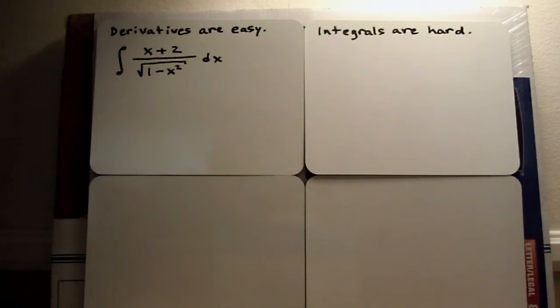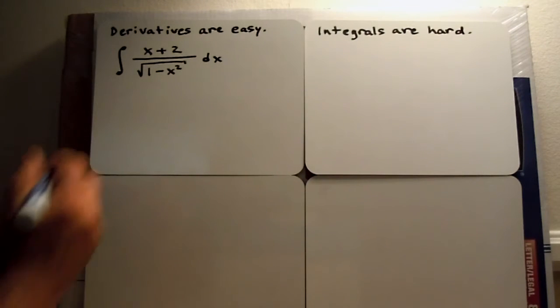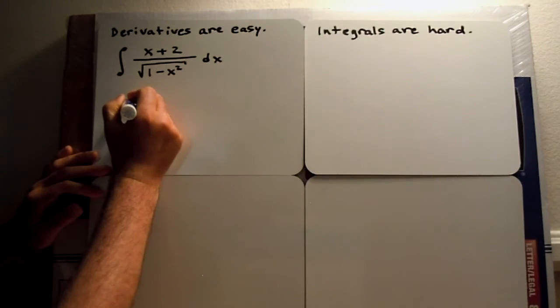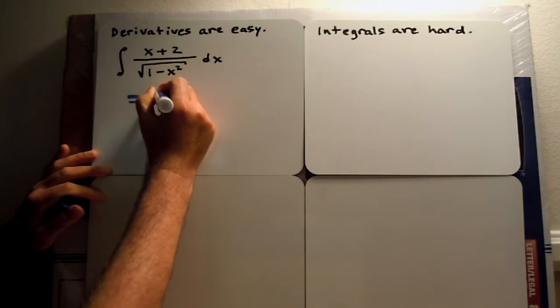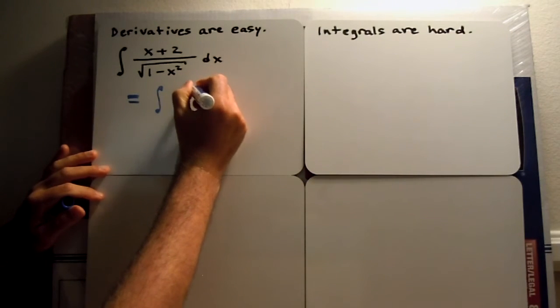So here's an example, for instance. It requires us to have a little bit of insight in terms of how to do this and recognizing the different forms. Now, unlike derivatives, we don't have a quotient rule for integrals. Rather, we have to think of what form this is. So, we have x plus 2 in the numerator and the square root of 1 minus x squared in the denominator. Something that we can do is go ahead and split this up into two separate integrals.